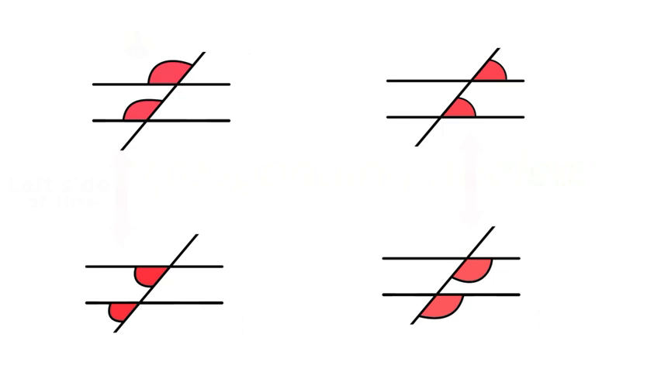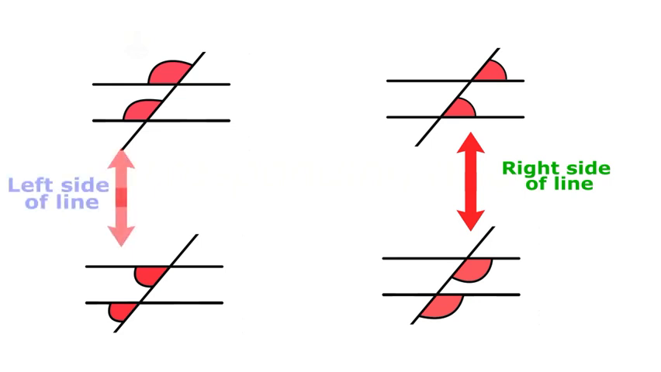Actually, I forgot to mention, what we notice is that corresponding angles will be on the same side of the line. So they'll either be on the right side or on the left side. All corresponding angles stay on the same side of the line. With alternate angles, something different happens.